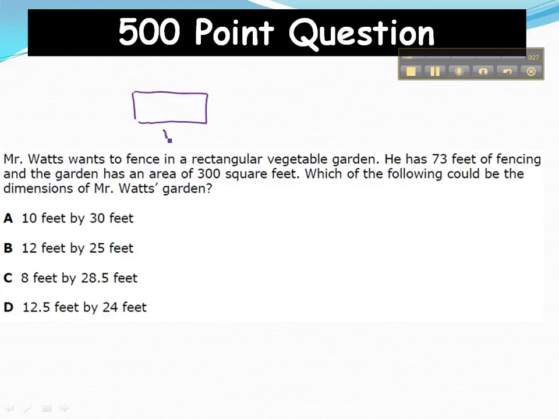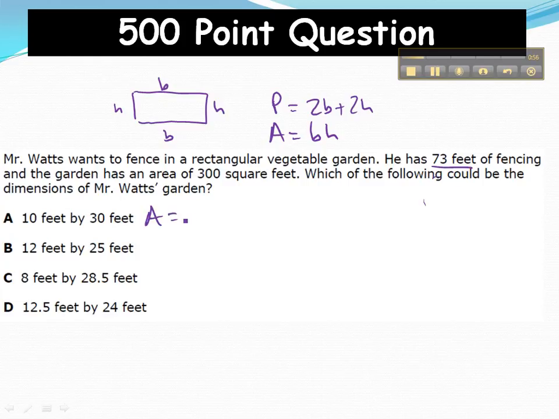The rectangle has a base and a height. When it's referring to 73 feet of fencing, that means our perimeter can't be greater than 73 feet. So perimeter is 2 times the base plus 2 times the height, because we have a base here and here and a height here and here. We add them all up and we get the perimeter. The area formula is base times height. So the best way to do these is to just try each one.